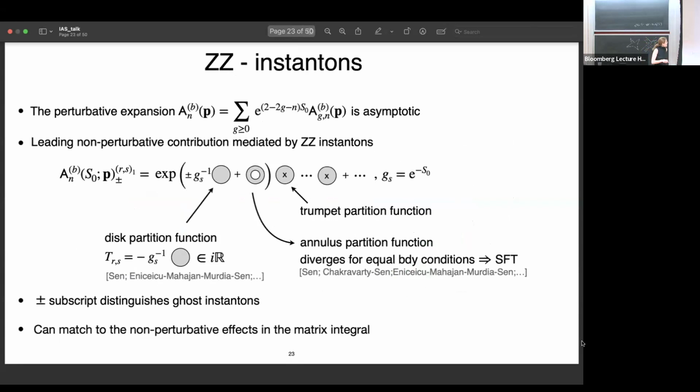At the perturbative level, we have this expansion here. And as it turns out, this expansion does not converge, so it's asymptotic. And so we can also study non-perturbative effects. For the leading non-perturbative effect, we have this open string expansion over here. And the leading non-perturbative effects in these 2D setups are mediated by so-called ZZ instantons.